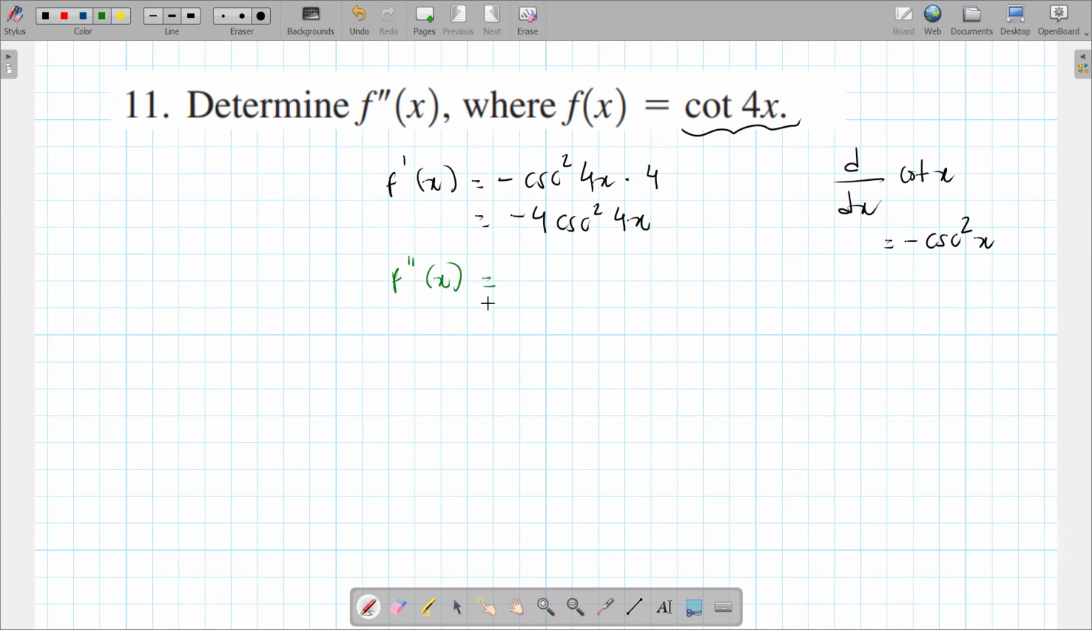This isn't terribly difficult either. What's f double prime of x? Which means, what's the derivative of this guy? So remember, that squared applies to the cosecant. So you can write this as -4 cosecant 4x whole squared. So that is still f prime of x. What'll be the derivative of that? You bring the 2 down, so it'll be -8 cosecant 4x to the power of 1 times what?